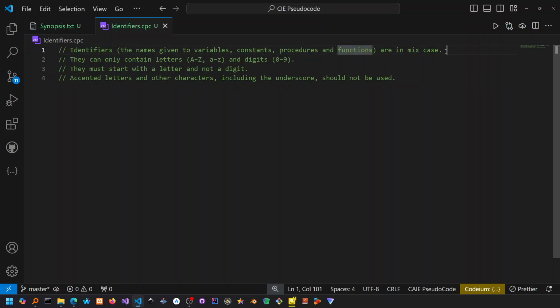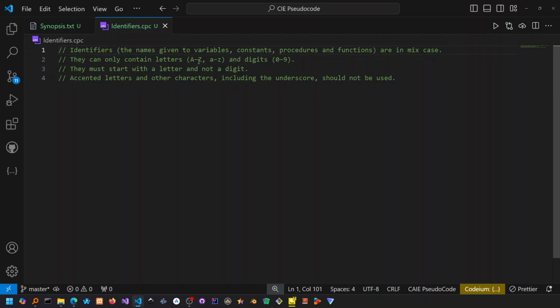You'd remember that we said you can go with camel case or you can go with Pascal case when naming identifiers. Another important rule to observe is that identifiers can only contain letters, that is, capital letters A to Z as well as small letters a to z, and digits. In as much as you can use digits, you cannot have your identifier begin with a digit, otherwise it's going to be mistaken for a literal.